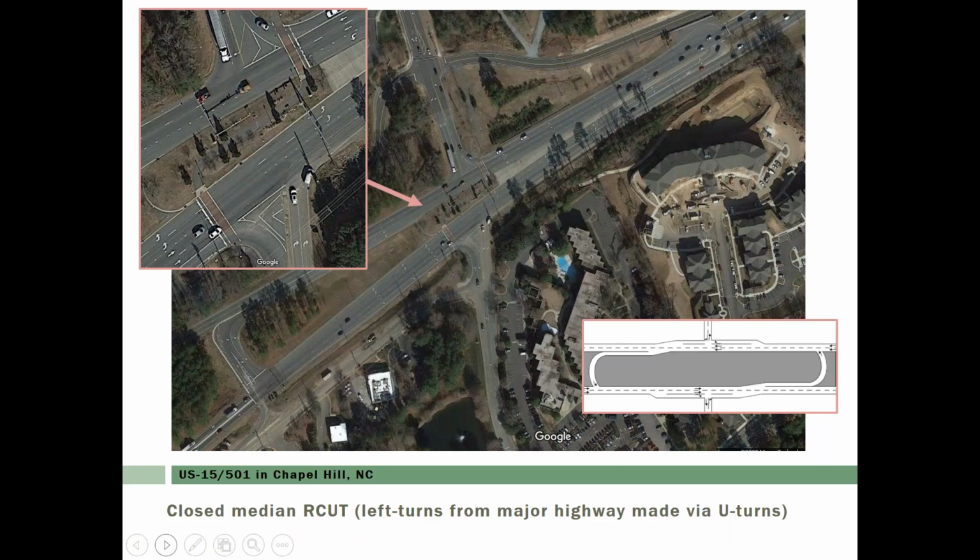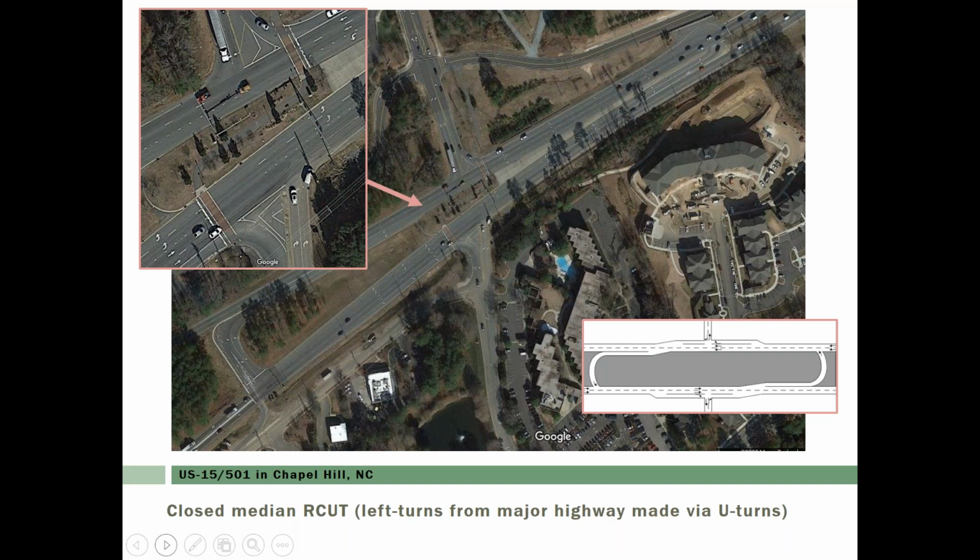So here's an example of a closed median variation. So in this variation, the left turns from the major street to the minor street are made by way of going past the main intersection and then utilizing the U-turn bay to come back and then basically make a right turn.